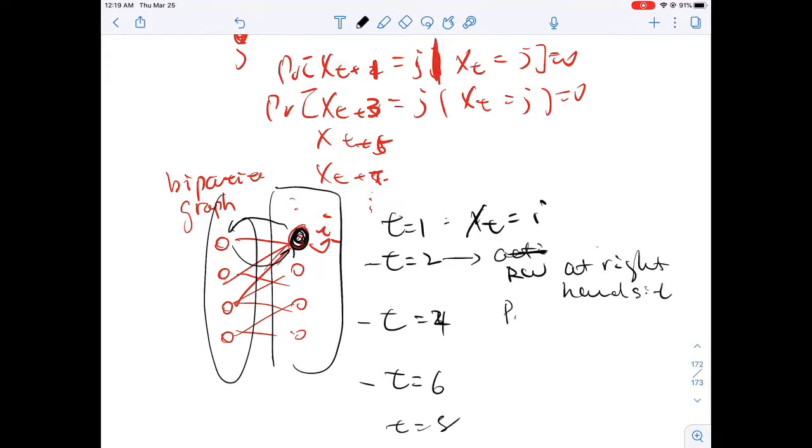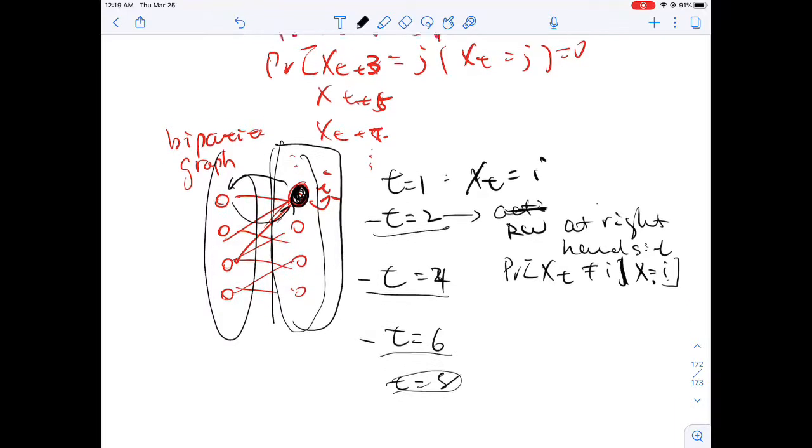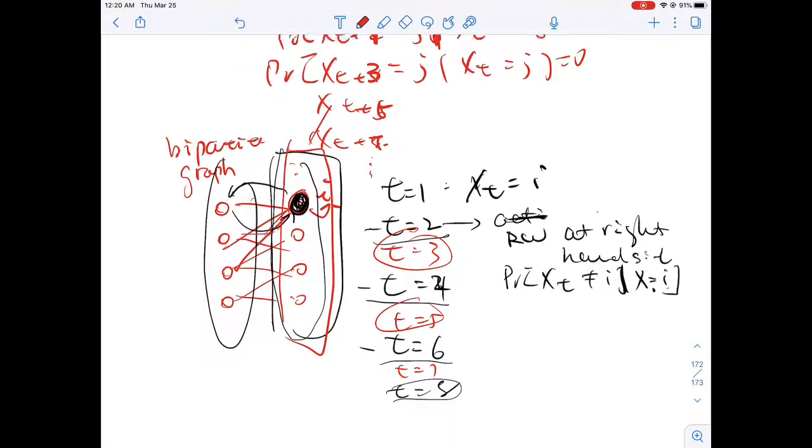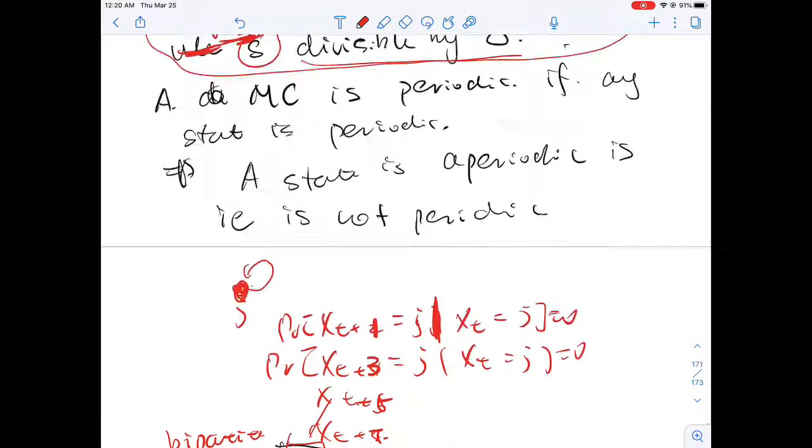Right. When it's the right-hand side, that basically means the probability that X_t cannot be I when we start with I, right? So that really means that at the second step, the fourth step, the sixth step, and the eighth step, it's impossible to hit I. Only in the third step, the fifth step, the seventh step, it's possible to get back from the right-hand side to the left-hand side, where there's a possibility that we can hit I, right? So this would be an example of a periodic Markov chain, right?